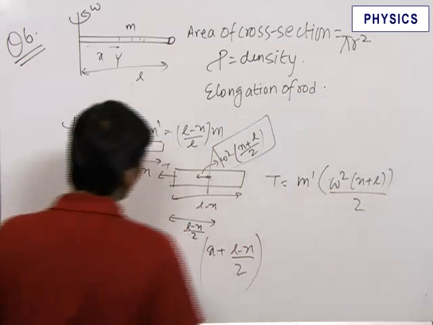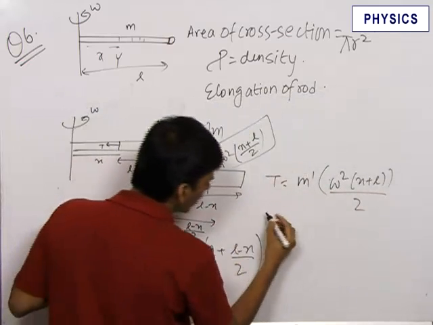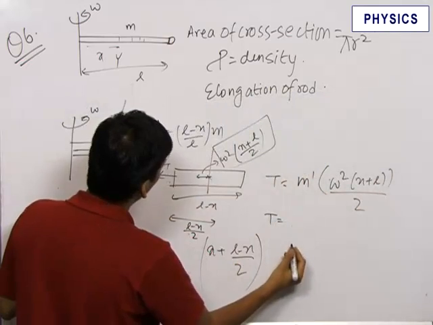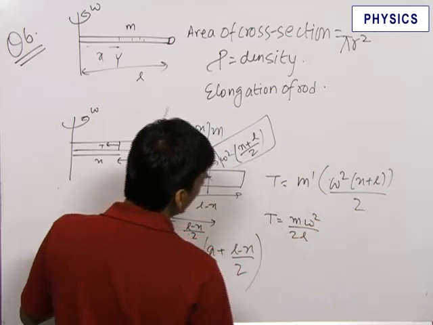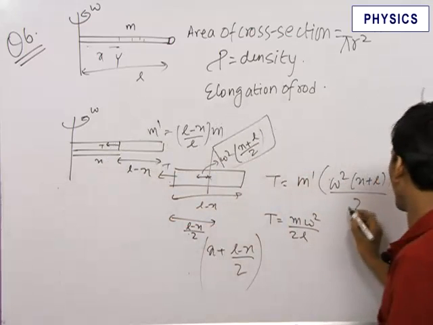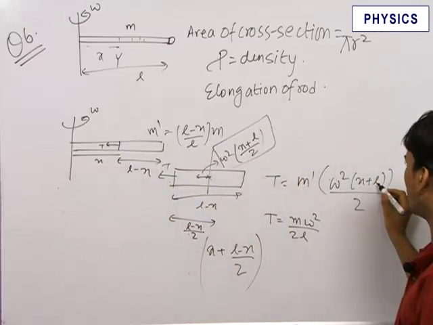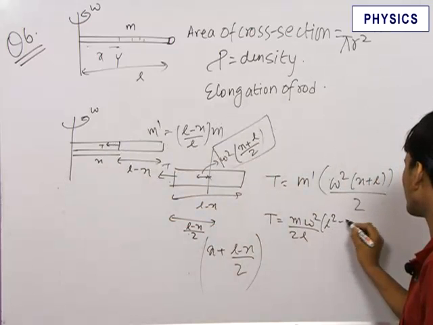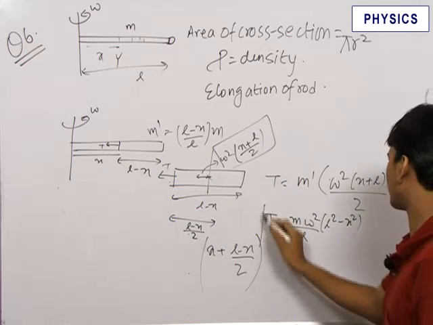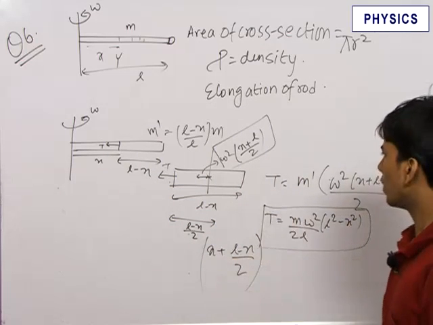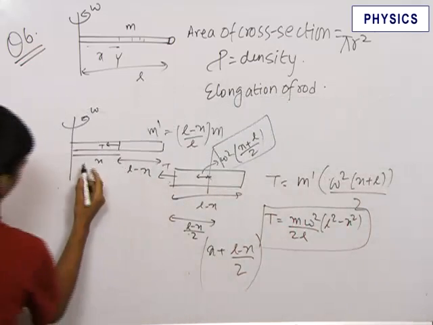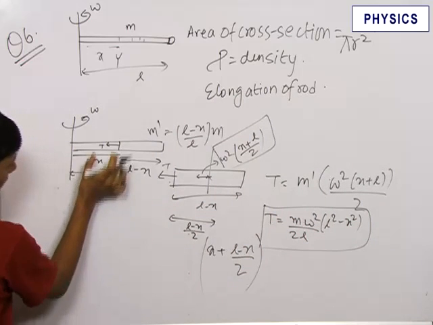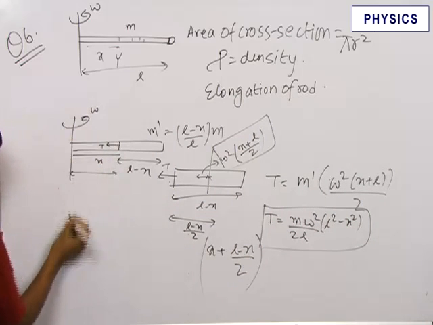We know that m' is equal to (L minus x) into m upon L. We substitute that here to get T is equal to m upon 2L into omega square into (L minus x) into (L plus x), that is equal to L square minus x square. So first job is done. We get the tension in the rod as a function of the distance x from the axis.